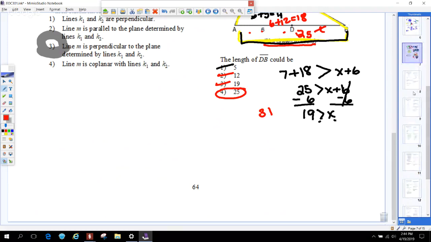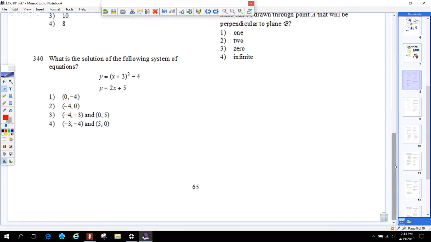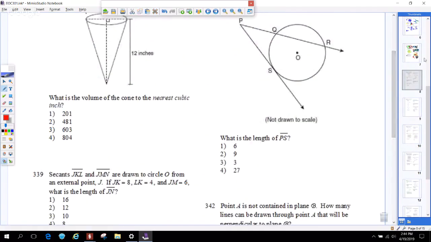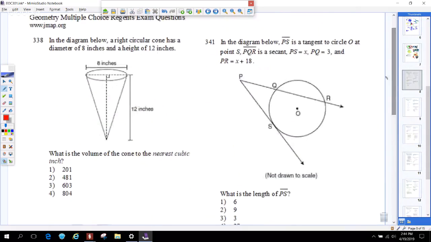Next. We're not going to do all these. We will stop at 350 just in case you needed it. Here we've got a right cylinder cone. It has a diameter of 8. So right away we see the word diameter. What do we do? Radius 4. And it's got a height of 12. What is the volume of the cone to the nearest inch?